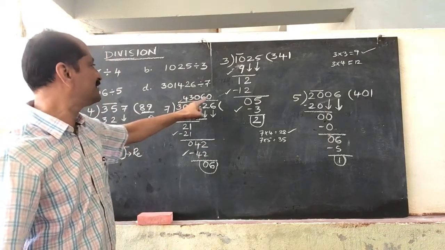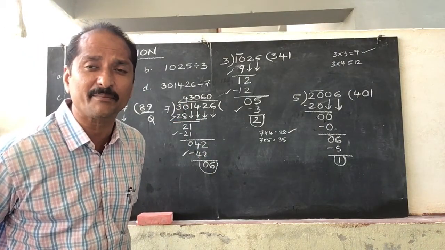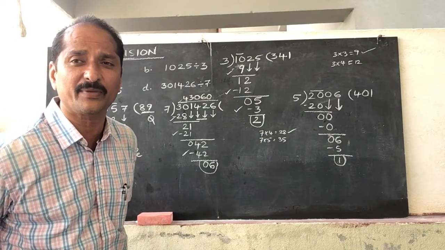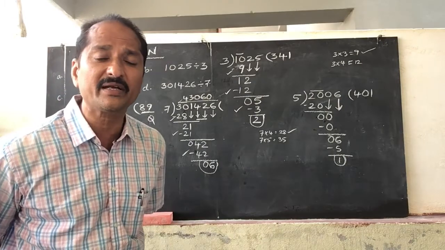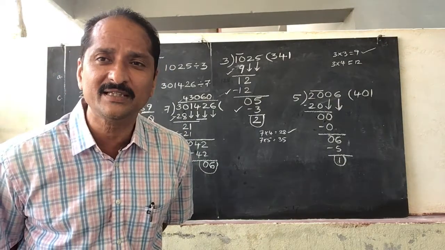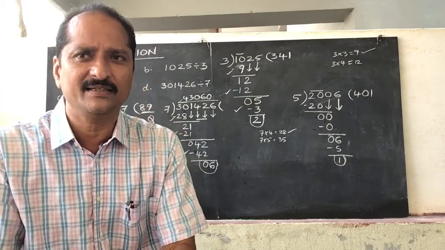Okay? This is the quotient. So placing 0 plays a very important role. Placing 0 in the quotient plays a very, very important role. So you have to remember carefully where we have to place 0. Where we have to place 0? If we are bringing down one digit, immediately we should divide that.